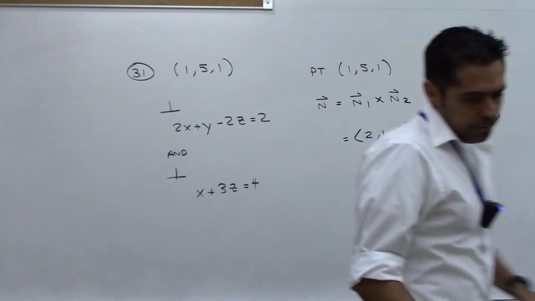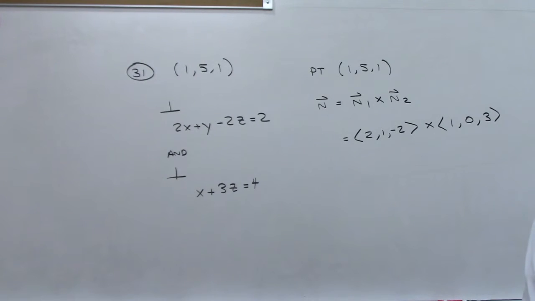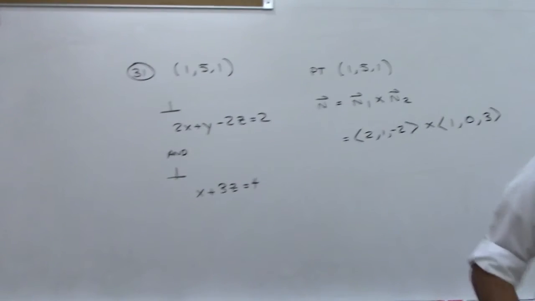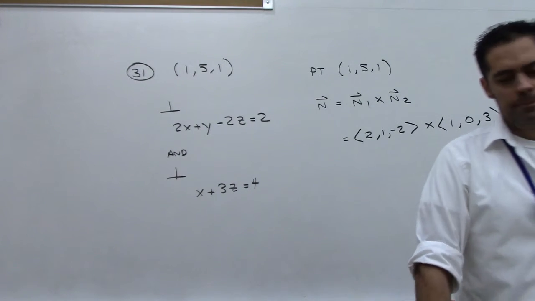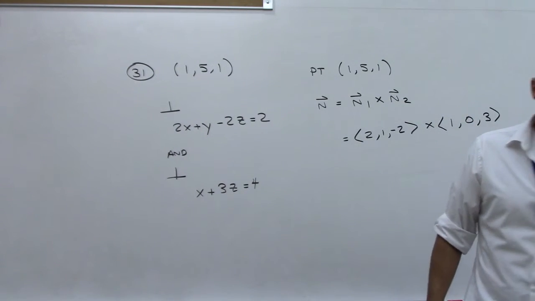How about 32? Find the equation of the plane that passes through the line of intersection of planes, blah, blah, blah, and is perpendicular. I'm going to let you do that. Yeah, I'm going to let you do that.